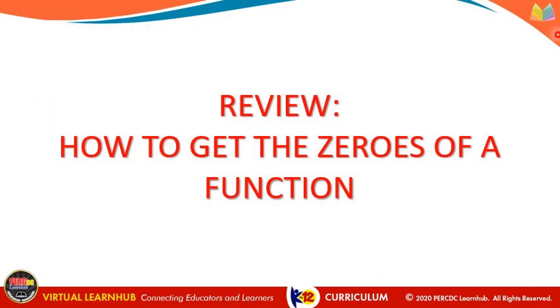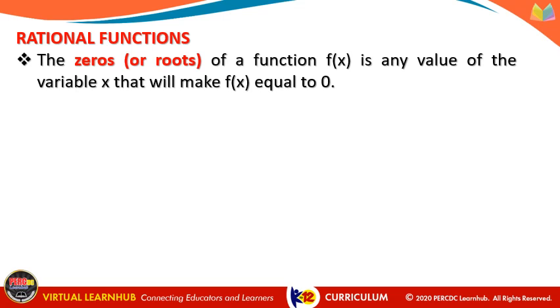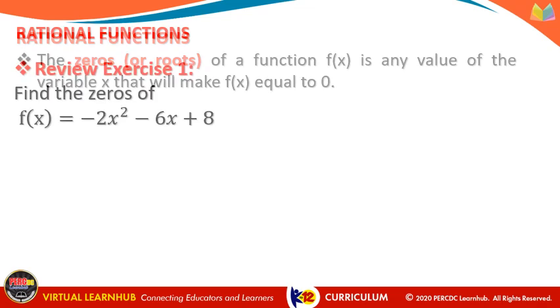Alright, quick review muna tayo. Paano kunin ang zero ng isang function? Definition muna tayo. The zeros or roots of a function f of x is any value of the variable x that will make f of x equal to 0. Ito yung value ng x na kapag sinubstitute mo sa f of x, ang sagot ay magiging 0. Ang tawag natin sa x na yon ay mga zeros or roots.